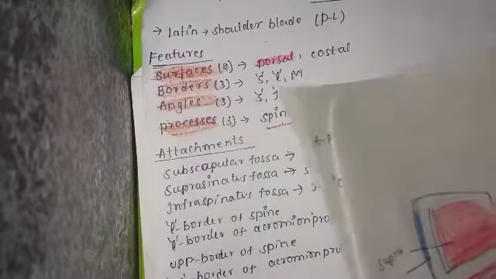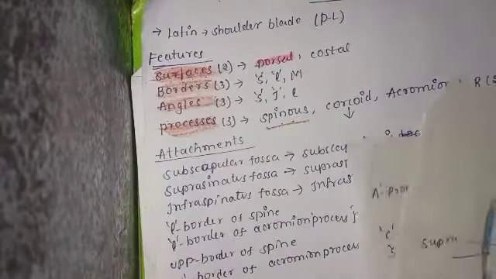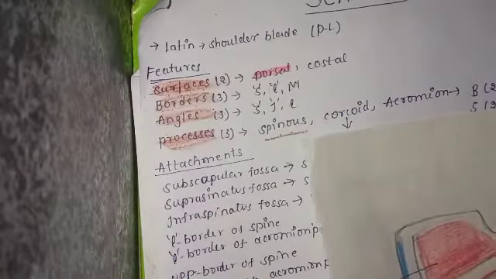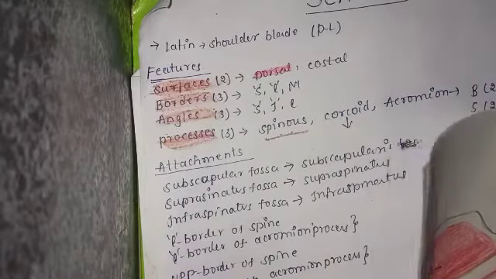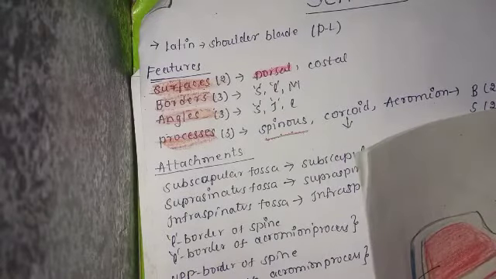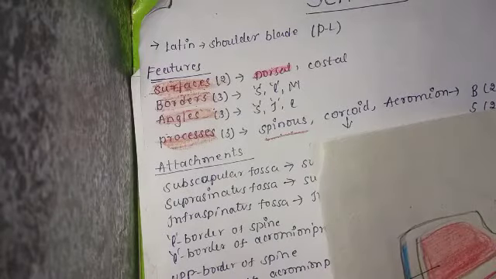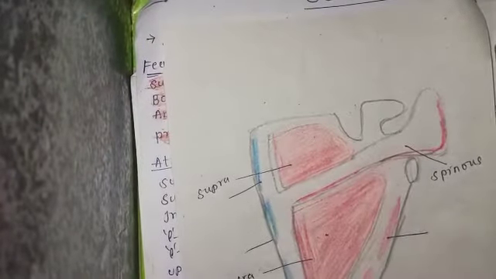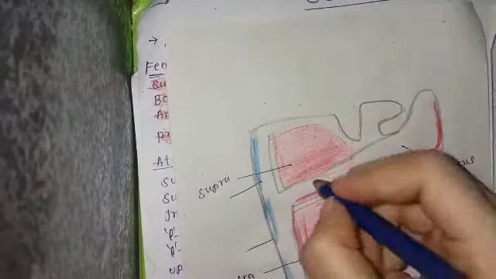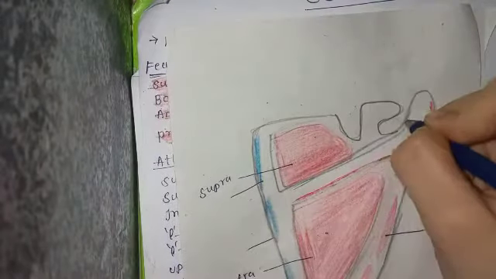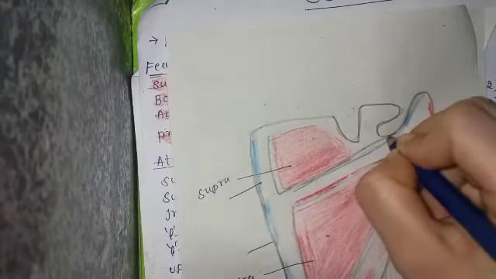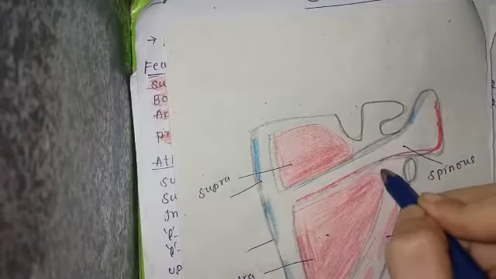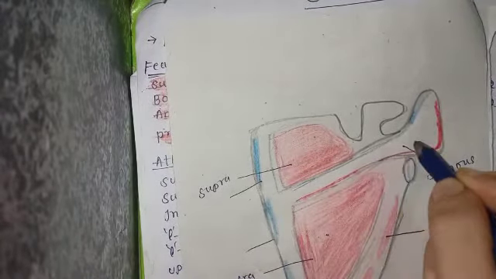Now the upper border of the spine, this is the upper border now, and at the upper border of the spine and the medial border of the acromion process we can see the attachment of the trapezius muscle. Okay, insertion of the trapezius muscle. I'm using blue color for insertion and red color for origin so that you may understand it clearly.